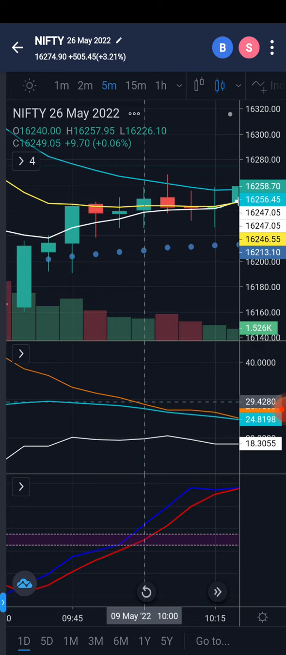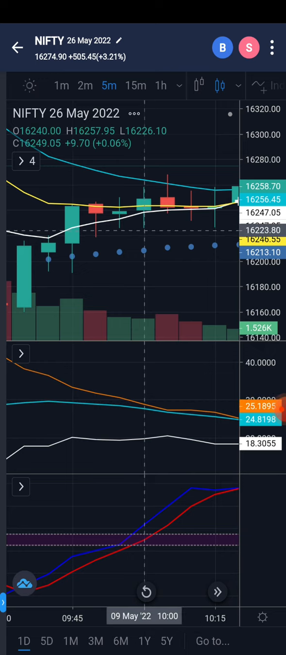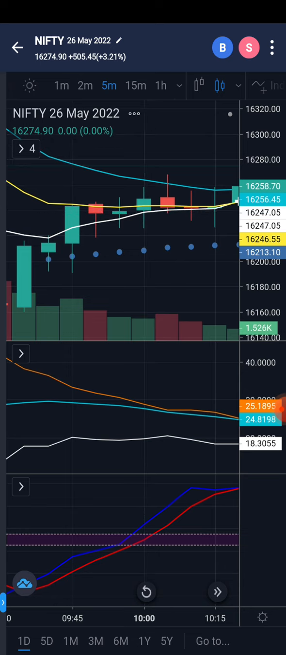Let us see what happens. We don't know what is beyond this. So here there is a crossover in the RSI, meaning it is coming up above 45. Here it is not supporting. Then let's see if I have bought it at 239. Let's see what happens.